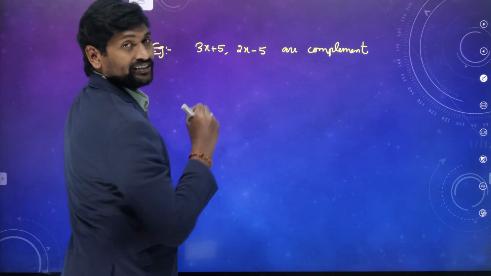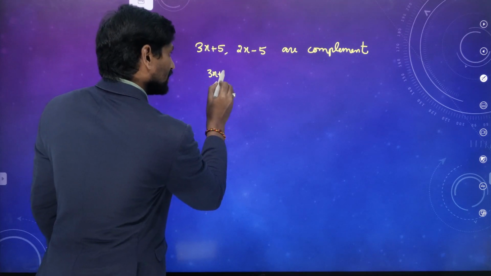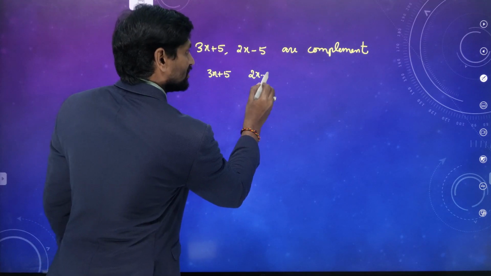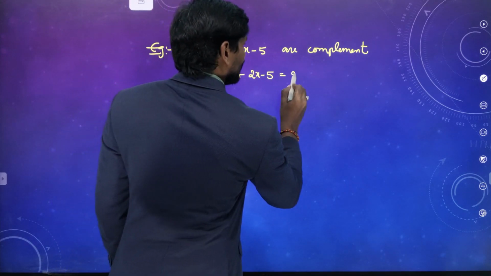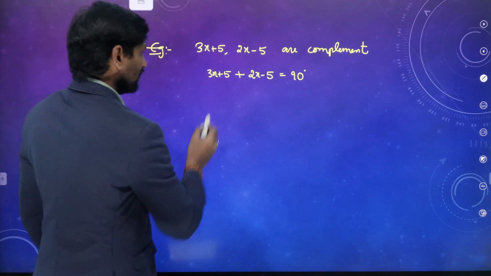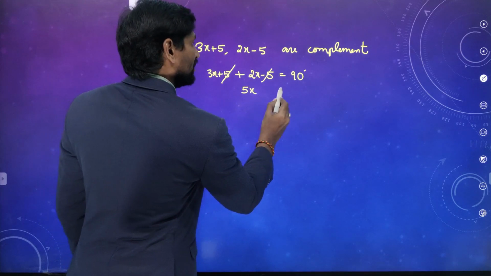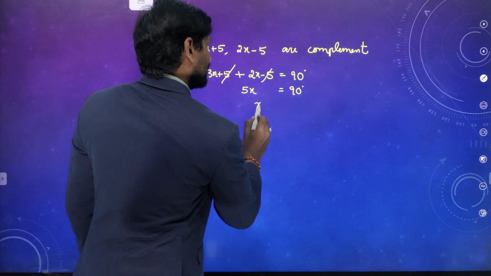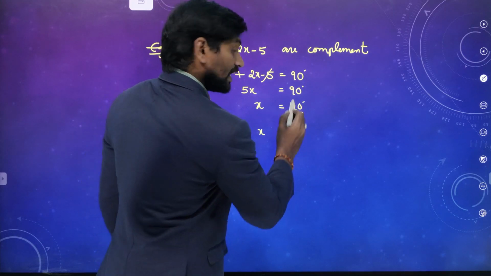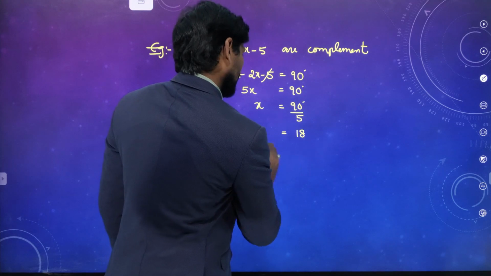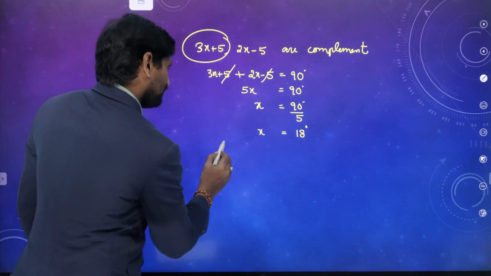When you take two angles, their sum must be 90 degrees. So first angle is 3x plus 5 and second angle is 2x minus 5, whose sum is equal to 90 degrees. Plus 5 minus 5 cancel. 3x plus 2x is 5x. So 5x is 90 degrees. Then x is equal to 90 by 5. So 5 table, how many times in 90? 18 degrees.